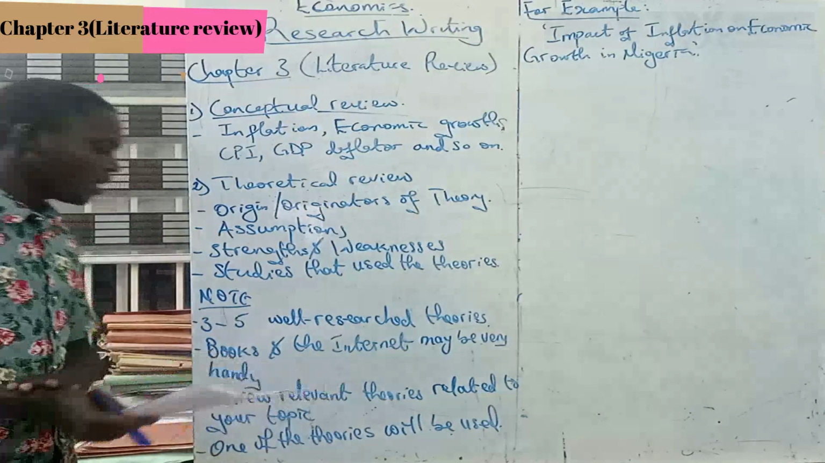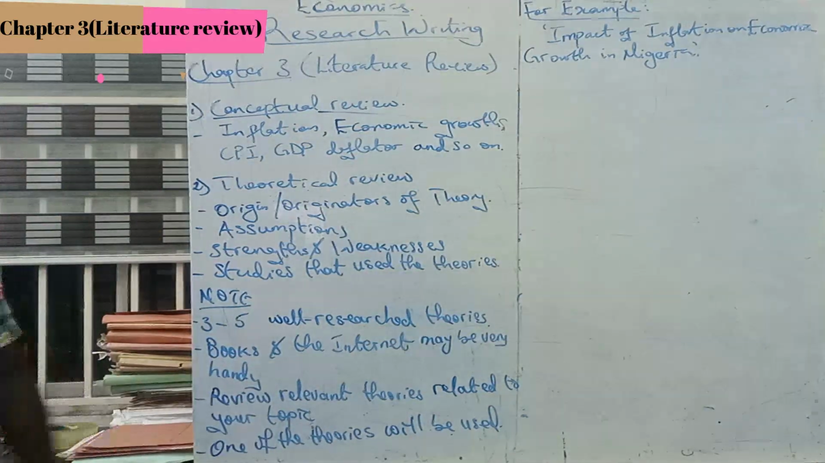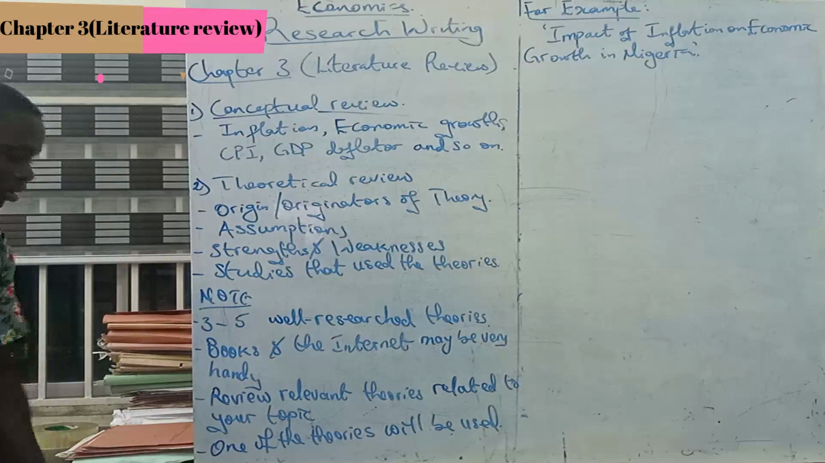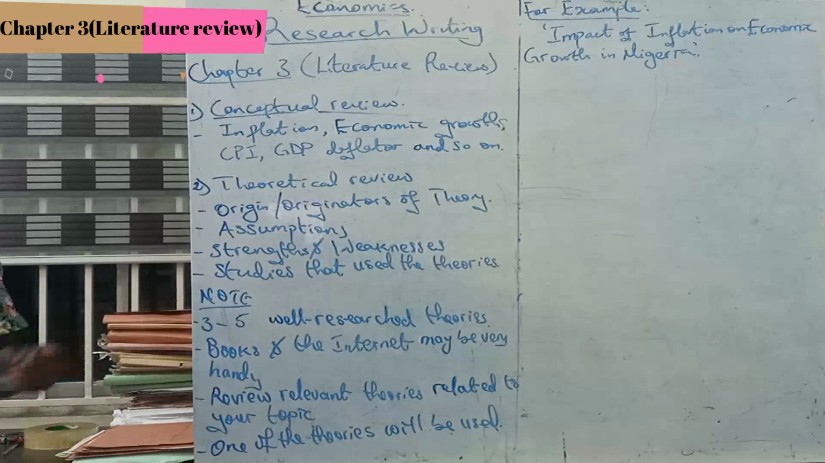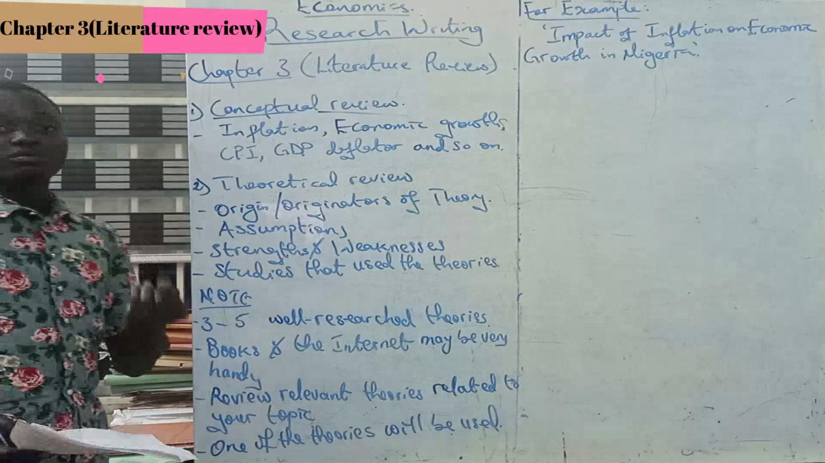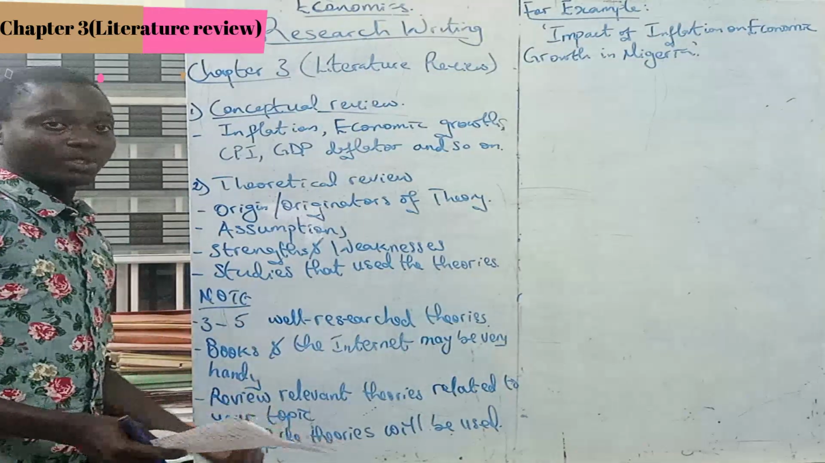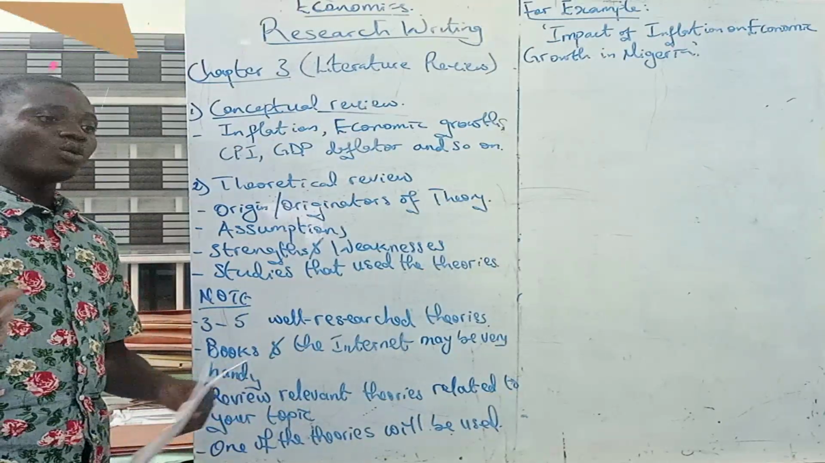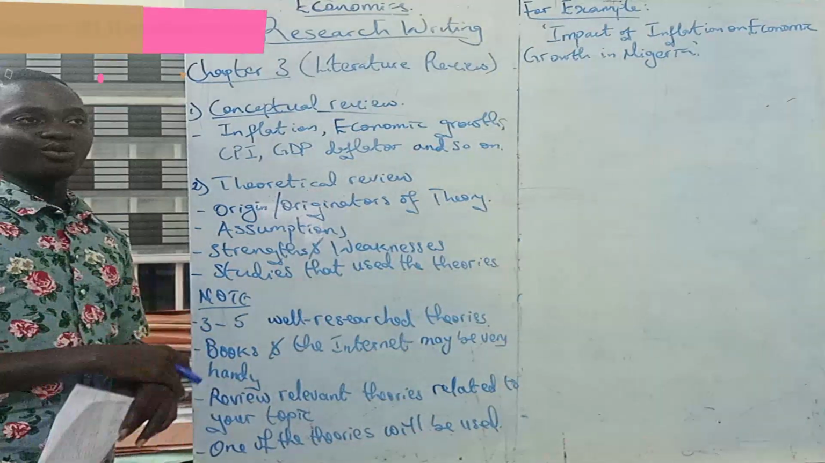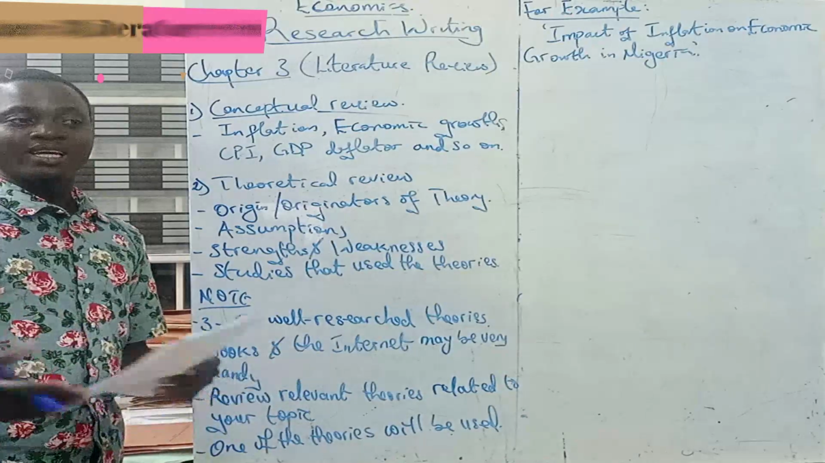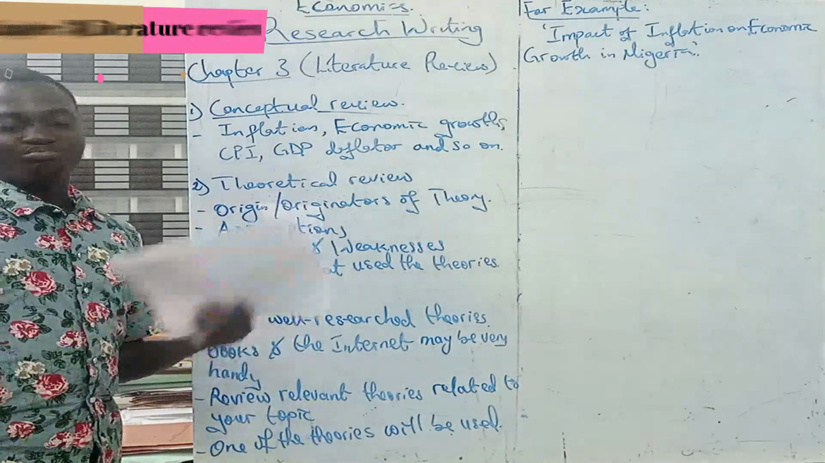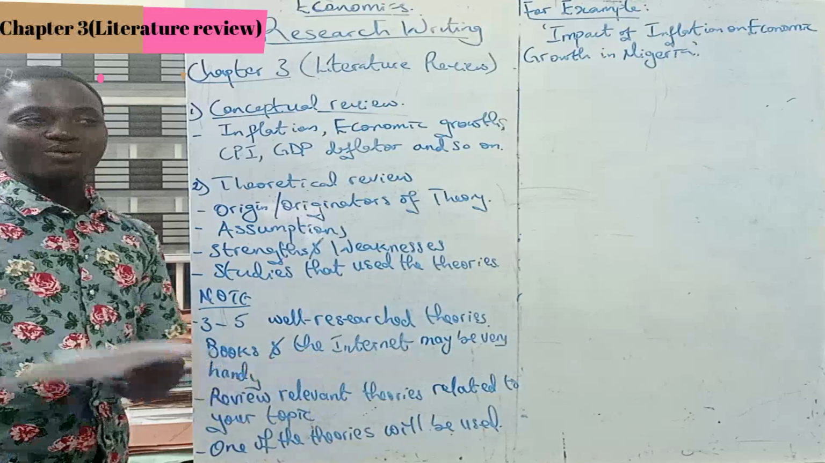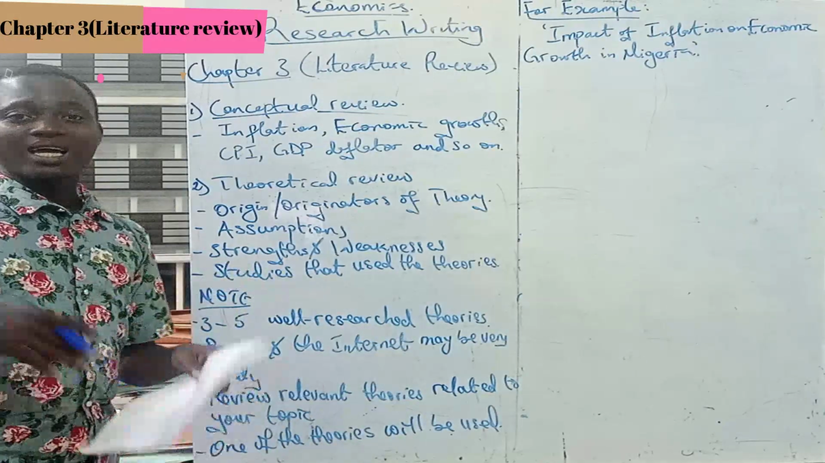Okay, and another thing is you have to review relevant theories related to your topic. And the fourth one is that one of the theories will be used. So you have to understand that one of the theories that you are going to be reviewing in this section will be used throughout the remaining part of your project. Because of that, you should understand that you don't just pick theories from one place or the other and just dump them and then leave.